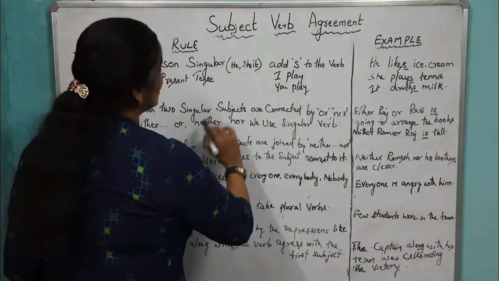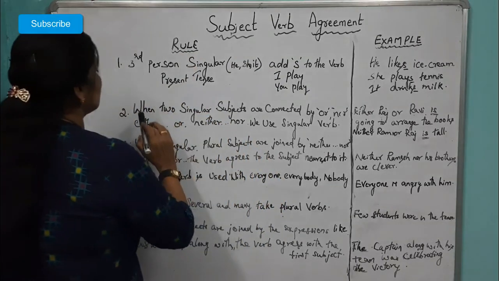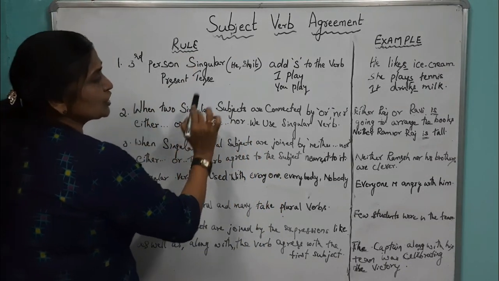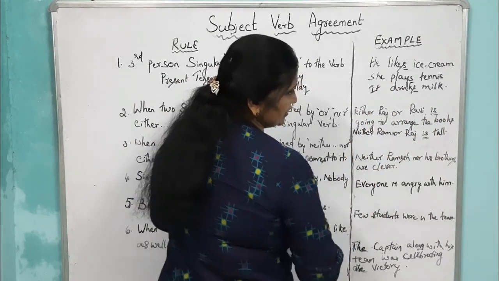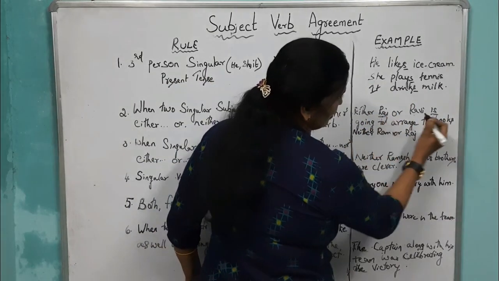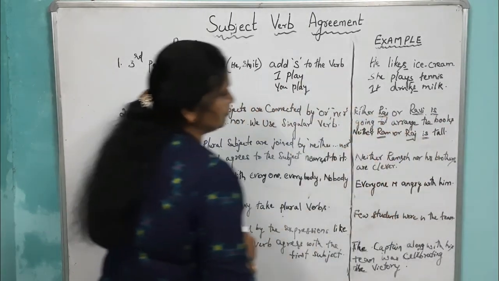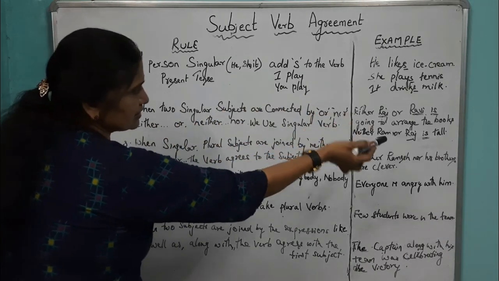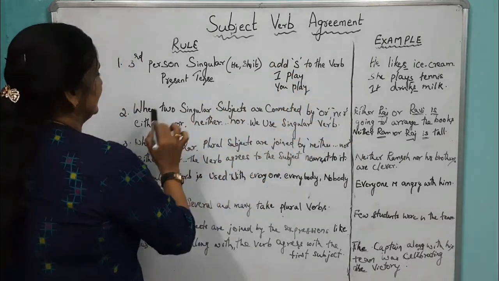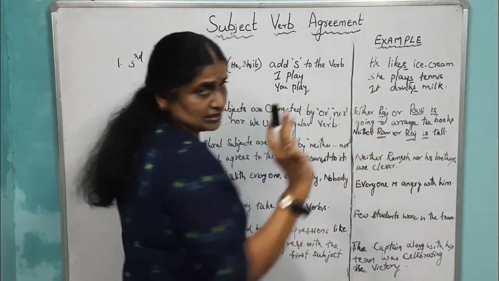Now here, more than the meaning, we have to know the rule in the grammar. What does it say? When two singular subjects are connected by either...or, neither...nor, we use a singular verb. Raj is only one person, Ravi is singular, Ram is singular, and Raj is singular.